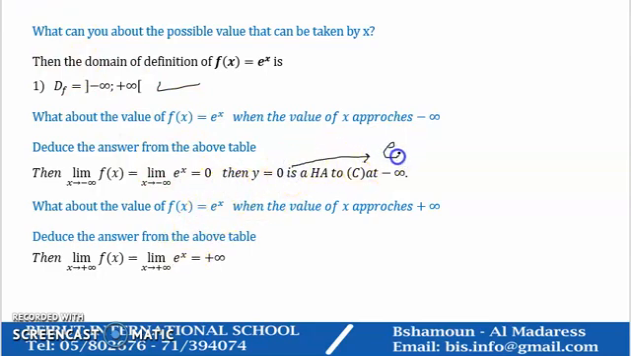It's not allowed to write e exponent negative infinity, but if you have e and the exponent is negative infinity, it will be what? 0. Of course, as I said, this is not allowed to write.